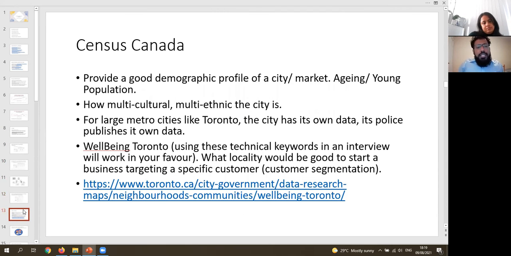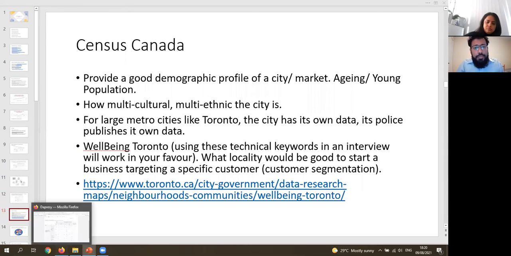Okay, so Census Canada is a very good source for you to find a demographic profile of your customers. Do you have an aging population or a young population? How multicultural or multi-ethnic is the city? For large metro cities like Toronto, there is its own data. Even its police has its own data as well. Wellbeing Toronto is one of the platforms where we can look for more information about the city of Toronto itself. Okay, so I will illustrate this online.